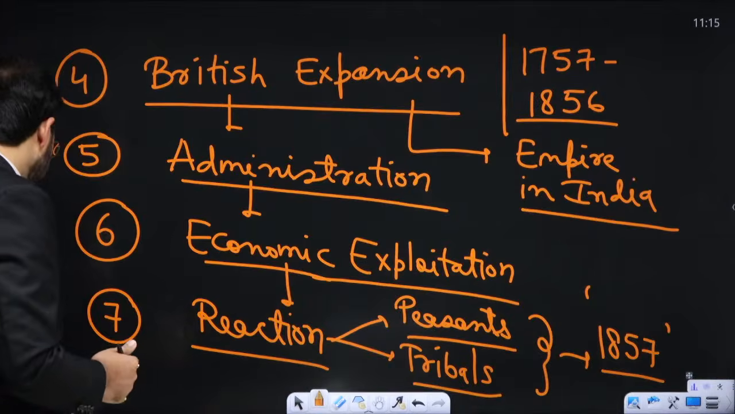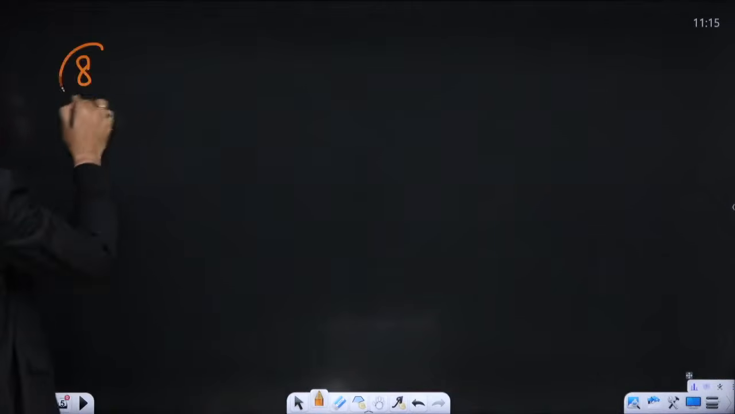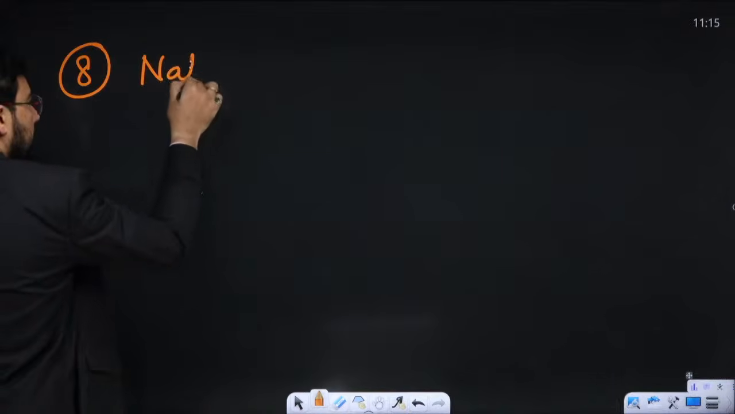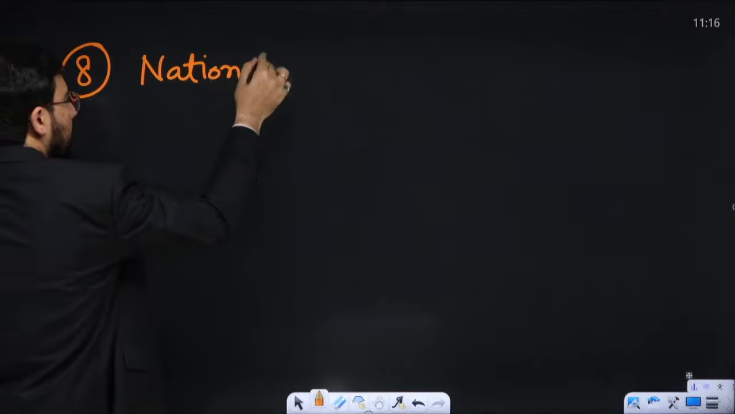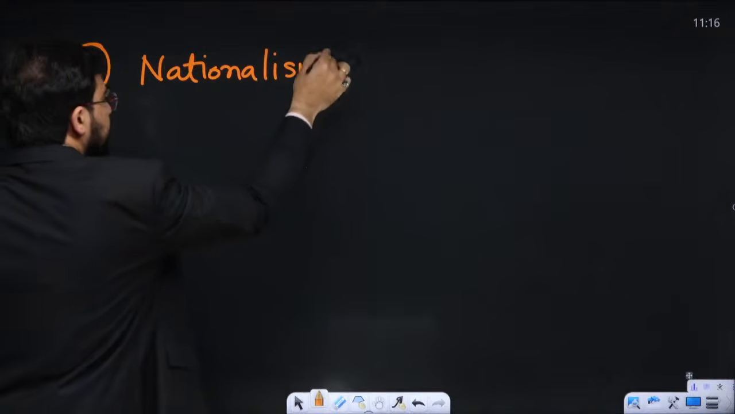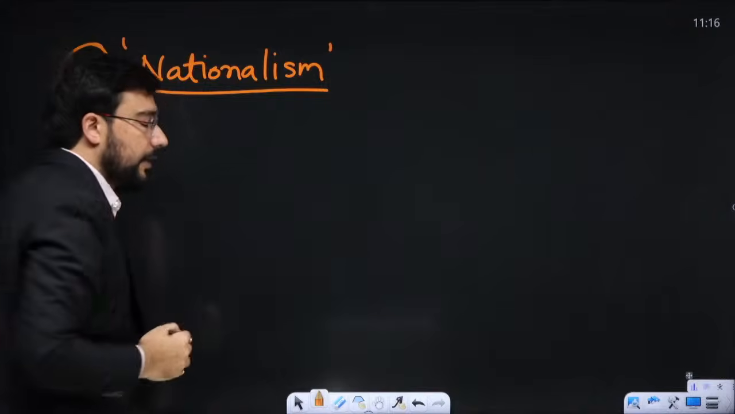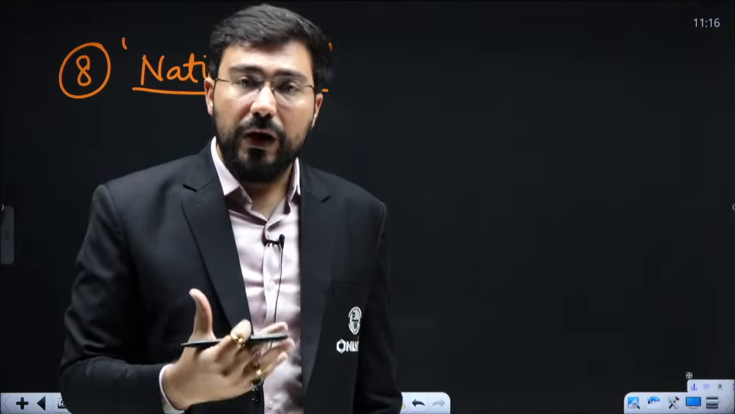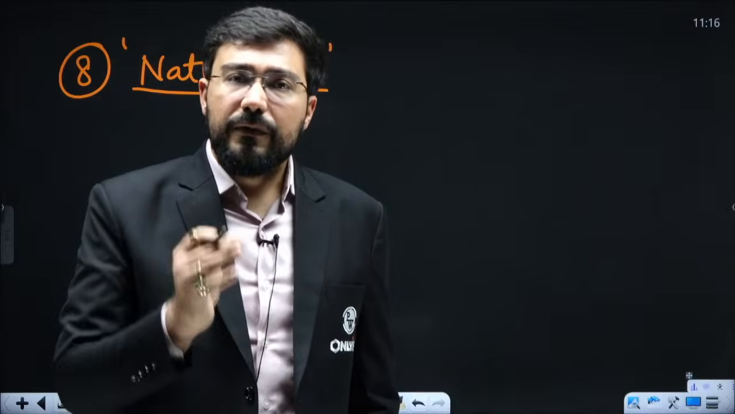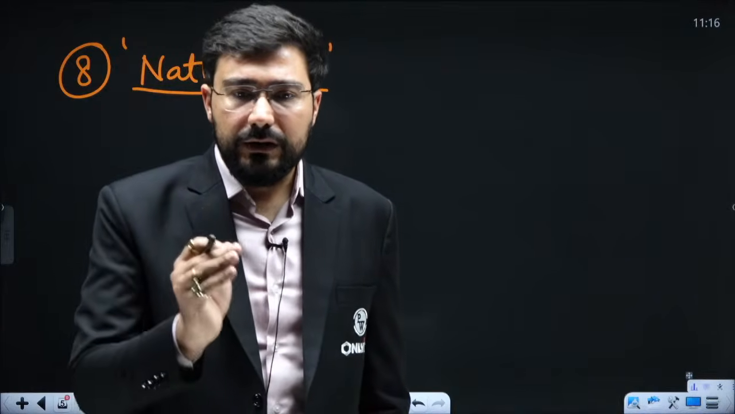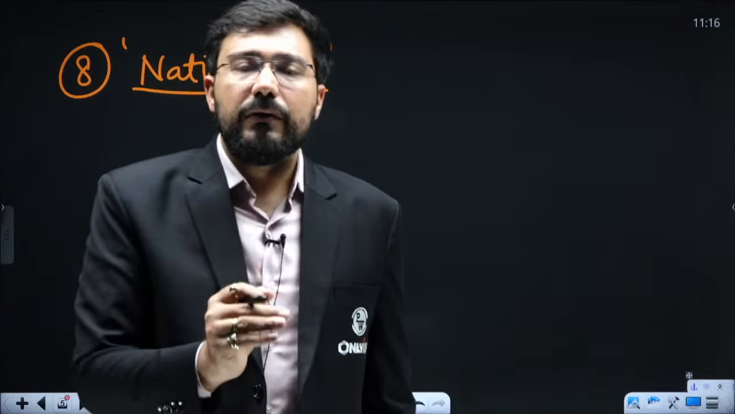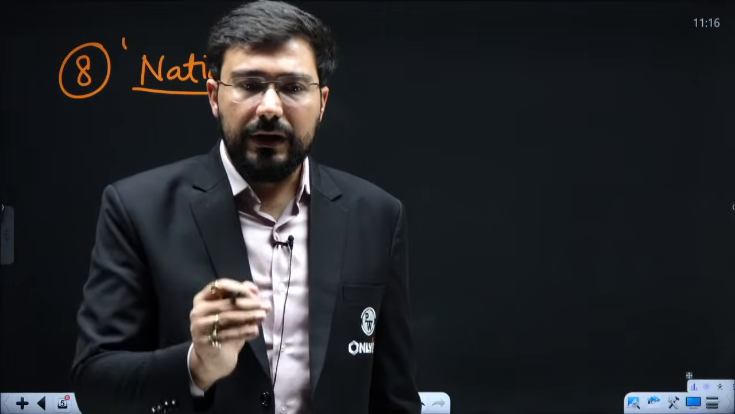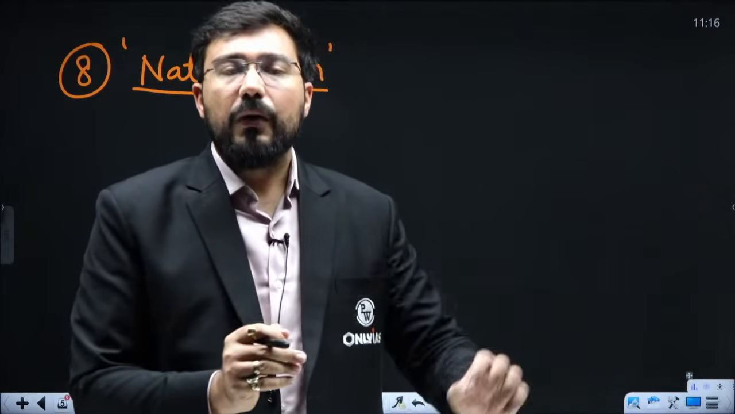The next phase is the rise of nationalism in India. Slowly we see that nationalism rises. We'll talk about the rise of nationalism in India. Nationalism means a sense of belongingness, a sense of unity among people. So nationalism started rising in India. Why was nationalism rising? Because everybody was getting exploited by the British. Everybody was facing a challenge. So that's how it's going to be.